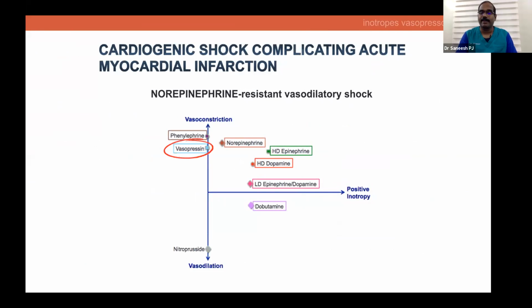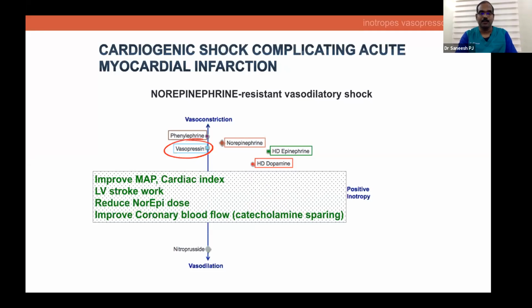Another choice will be vasopressin. Vasopressin is a non-catecholamine vasopressor. It is also shown to reduce the catecholamine requirement. In such cases, it's a good adjuvant, good companion, good Samaritan. It improves mean arterial pressure, improves cardiac index. LV stroke work is better. It reduces the norepinephrine dose and it improves the coronary blood flow, catecholamine sparing. That is the most significant advantage of vasopressin.